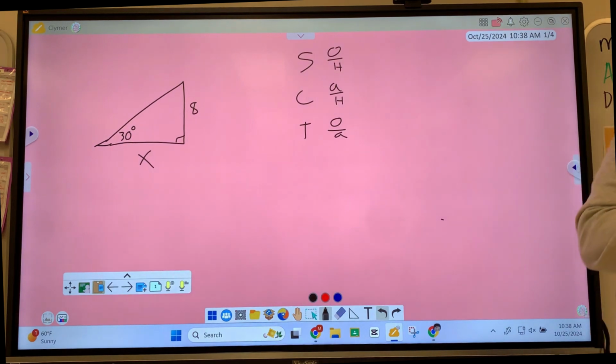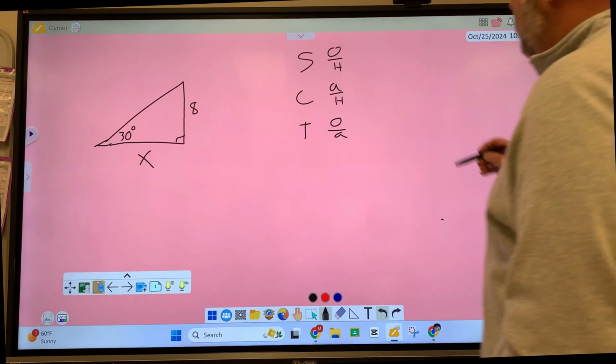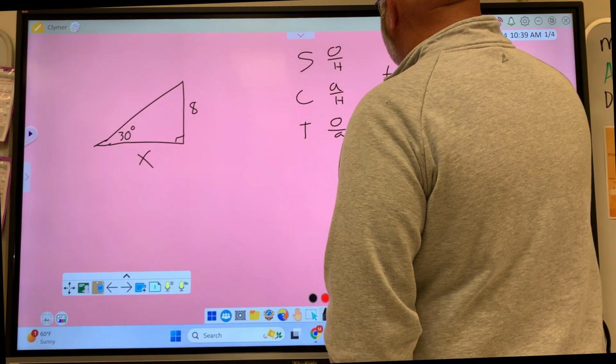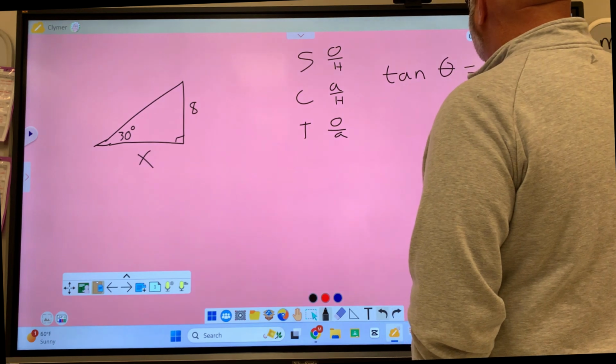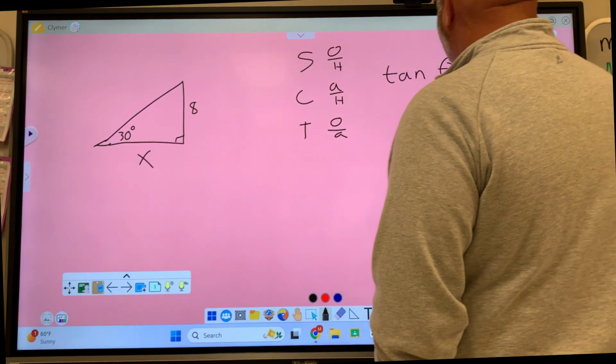So if I'm looking for X, what is X? Adjacent, opposite, or hypotenuse? Adjacent. What is 8? Opposite or hypotenuse? 8 is opposite. So if we've got O and A, we can use, in this case, tangent. Tangent theta equals O over A.